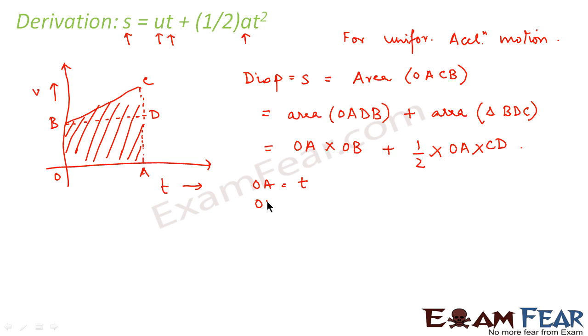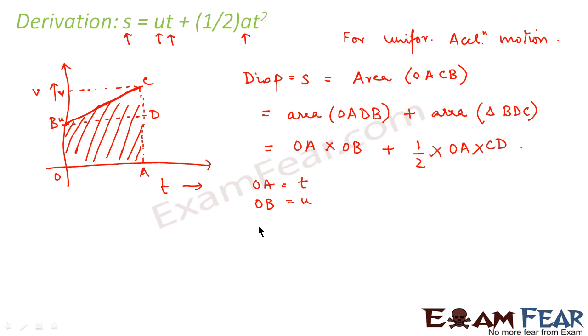Similarly, what is OB? Before we do that, we have considered that this straight line displays uniform accelerated motion. That means this line shows that this was the initial velocity and this point corresponds to the final velocity. So the initial velocity is u and the final velocity is v. Correct? Okay. So OB is equal to u.